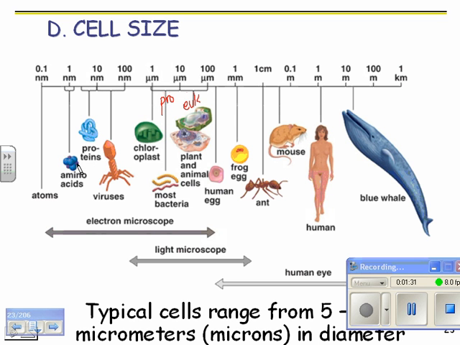Let's look at amino acids. Amino acids are the building blocks, or the monomers, of proteins. So you put amino acids together to make proteins. You put proteins and DNA or RNA together to make viruses. And then here's the size of atoms. So what you need to know is that eukaryotic cells and prokaryotic cells are all very small, with prokaryotic cells being smaller than eukaryotic cells.